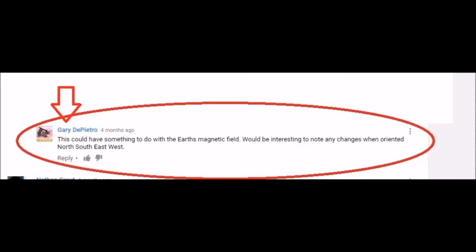What's next? The next one is from this guy called Gary De Pietro. I think he wants to pretend to have an Italian last name. He says, this could have something to do with the Earth's magnetic field. Would it be interesting to note any changes when oriented north, south, east and west? This guy is really trying to find any possible answer for it, when the trick is very simple. This guy is totally like a kindergarten dropout, you can tell. He never finished even middle school, but he really wants to believe in that thing. He really believes in free energy because this guy made an antenna with a spring and a magnet, of course.